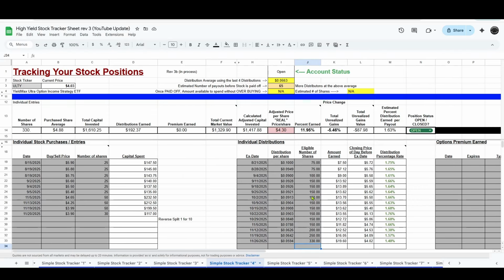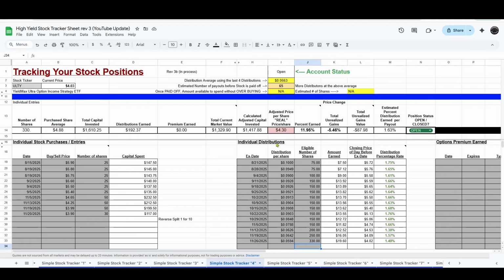$4.30. Loving it, right? Now, yes, if you had drip on in this case, it would still be lowering it as well because that current price is below your adjusted price per share. But if ULTY would move back up to say $5 and you still had drip on, then your adjusted price per share would not be coming down. It would be moving up because you're buying above that price, and that's going to average you up. And then if ULTY drops back down, you can see that you're losing a little bit of ground by averaging up. Whereas I'm always averaging down.